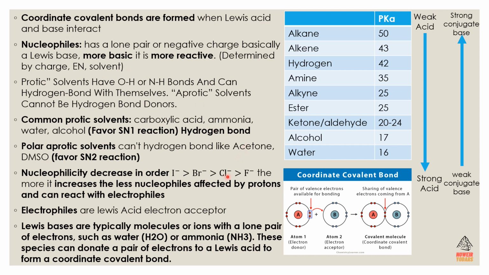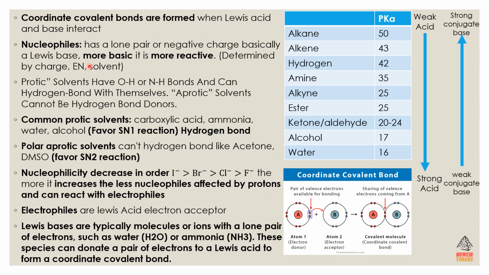So a coordinate covalent bond is basically a bond where only one of the atoms provides both electrons to the bond. You know how a normal covalent bond is one electron from each, but in a coordinate covalent bond, one atom donates the electrons to the electron acceptor, as we see here.